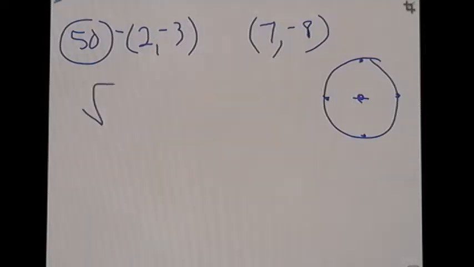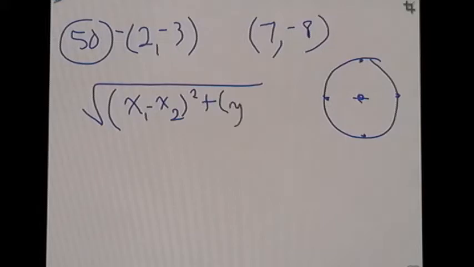The distance formula is the square root of x1 minus x2, or x2 minus x1, however you want to look at it, squared, plus y1 minus y2 squared. Okay, so we're just going to subtract our x's in the same order.